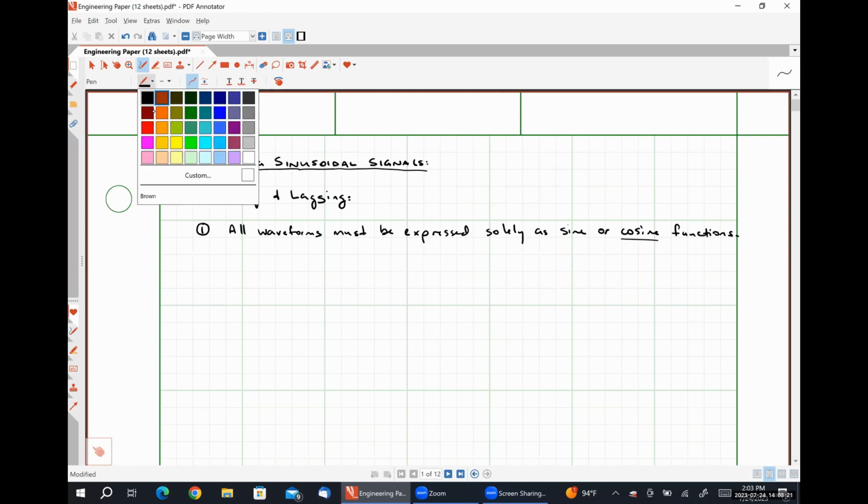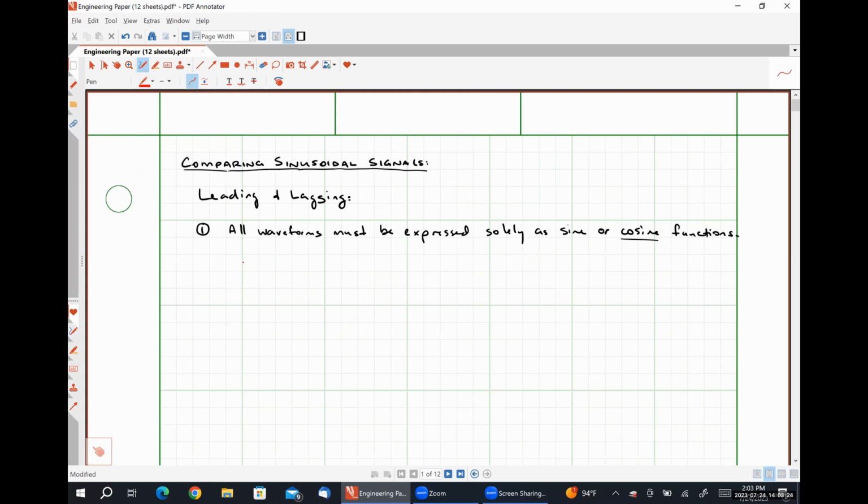So let's say, for example, that we have a signal, let's call it VA of t, that is 12 cosine 16t plus 20 degrees volts. And we have a signal VB of t that is 8 sine 16t plus 130 degrees volts.